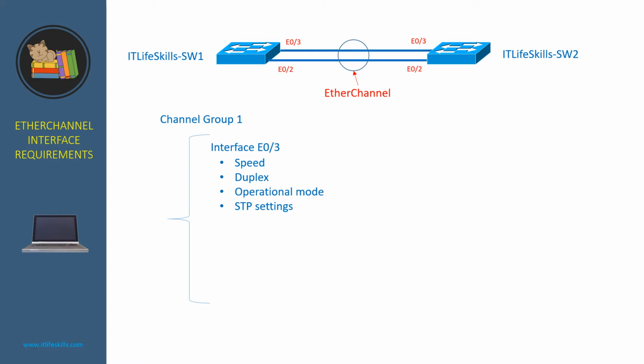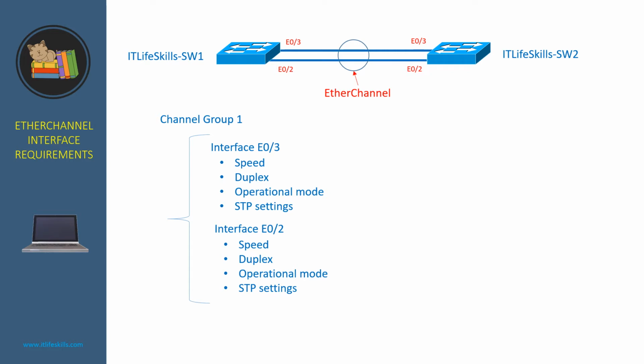Next, we add the interface E02 into the group. The speed, duplex, operational mode, and STP settings of the interface E02 will be compared with the settings of the interface E03. If they are the same, the interface E02 is part of the channel group 1 and in working state. If they are different, the interface E02 is still part of the channel group 1 but in non-working state.